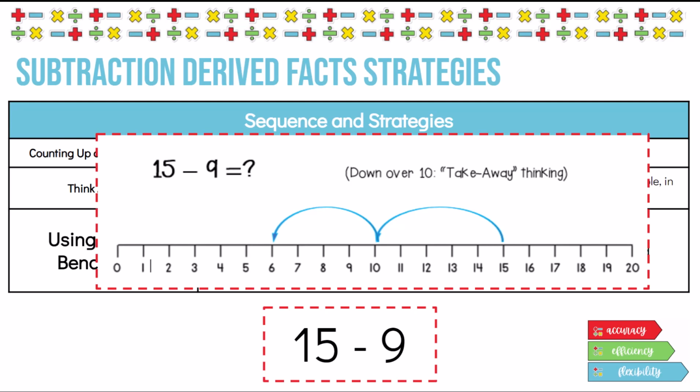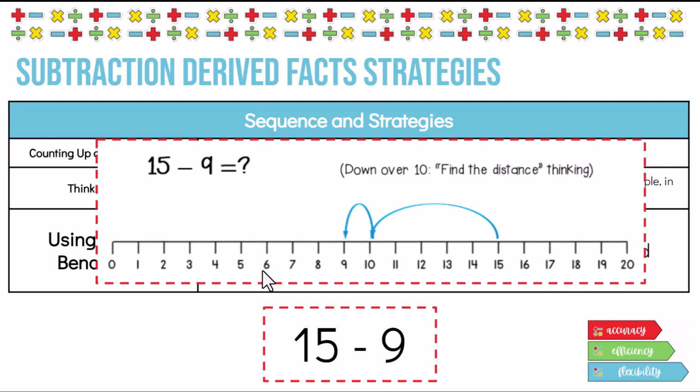The first, in this representation, students begin at the minuend, or the 15, and jump back to the benchmark of 10. Students will determine this jump was 5 of the 9 in this example. So 5 of this subtrahend, the 9, and then they jump backwards again 4 more places. So 5 and 4 more equals the 9. Then they figure out that the difference is 6. This is takeaway thinking.